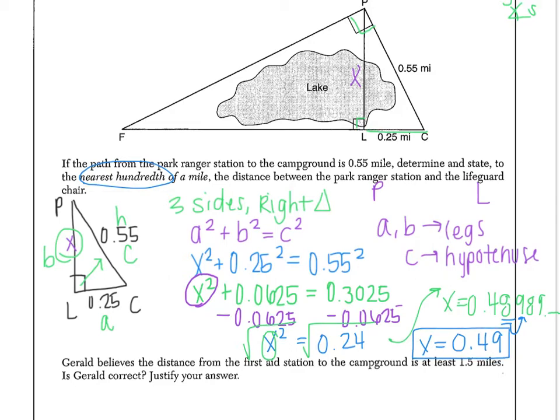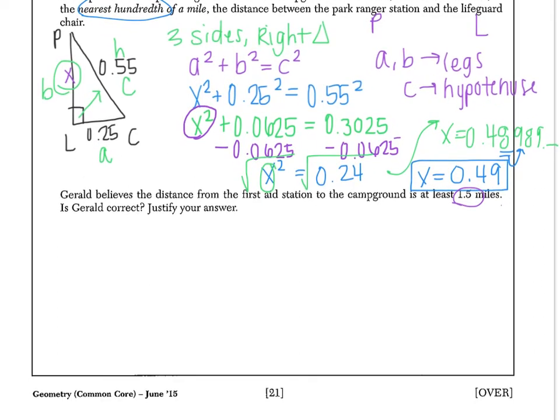The second question says that Gerald believes the distance from the first aid station to the campground is at least 1.5 miles. So from F to C, Gerald thinks that it's supposed to be 1.5 miles. The question is, is Gerald correct? Justify your answer. So I'm going to take a second just to resketch the picture down below so I don't have to keep scrolling up and down. But once we resketch and we label all important information, I think we are able to figure out how to prove that Gerald is either correct or incorrect.